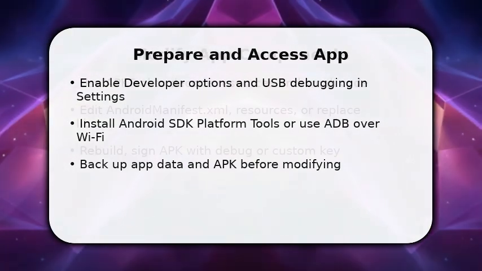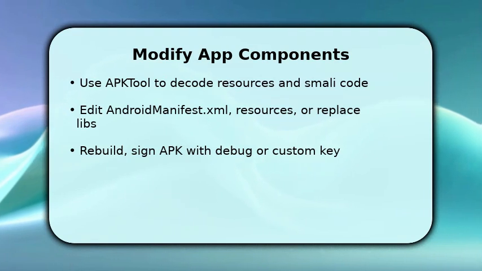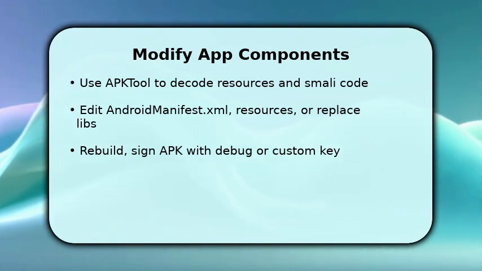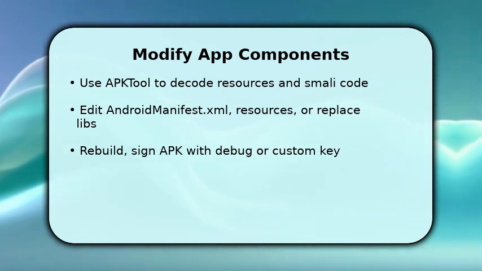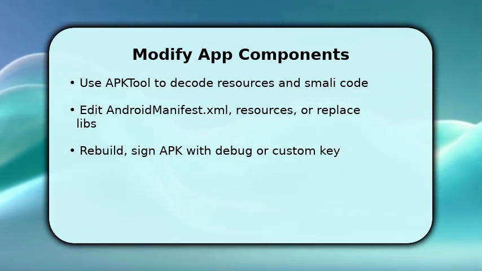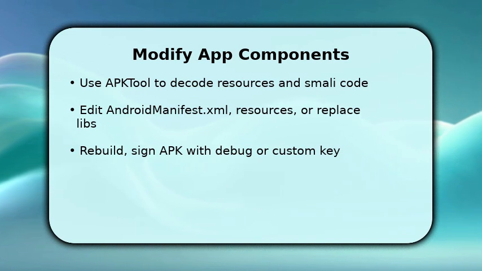This reveals the manifest and layout files you will change. Edit the AndroidManifest.xml to change permissions or activities, swap assets or native libraries, and carefully alter Smali only when needed. Make incremental changes and test frequently.